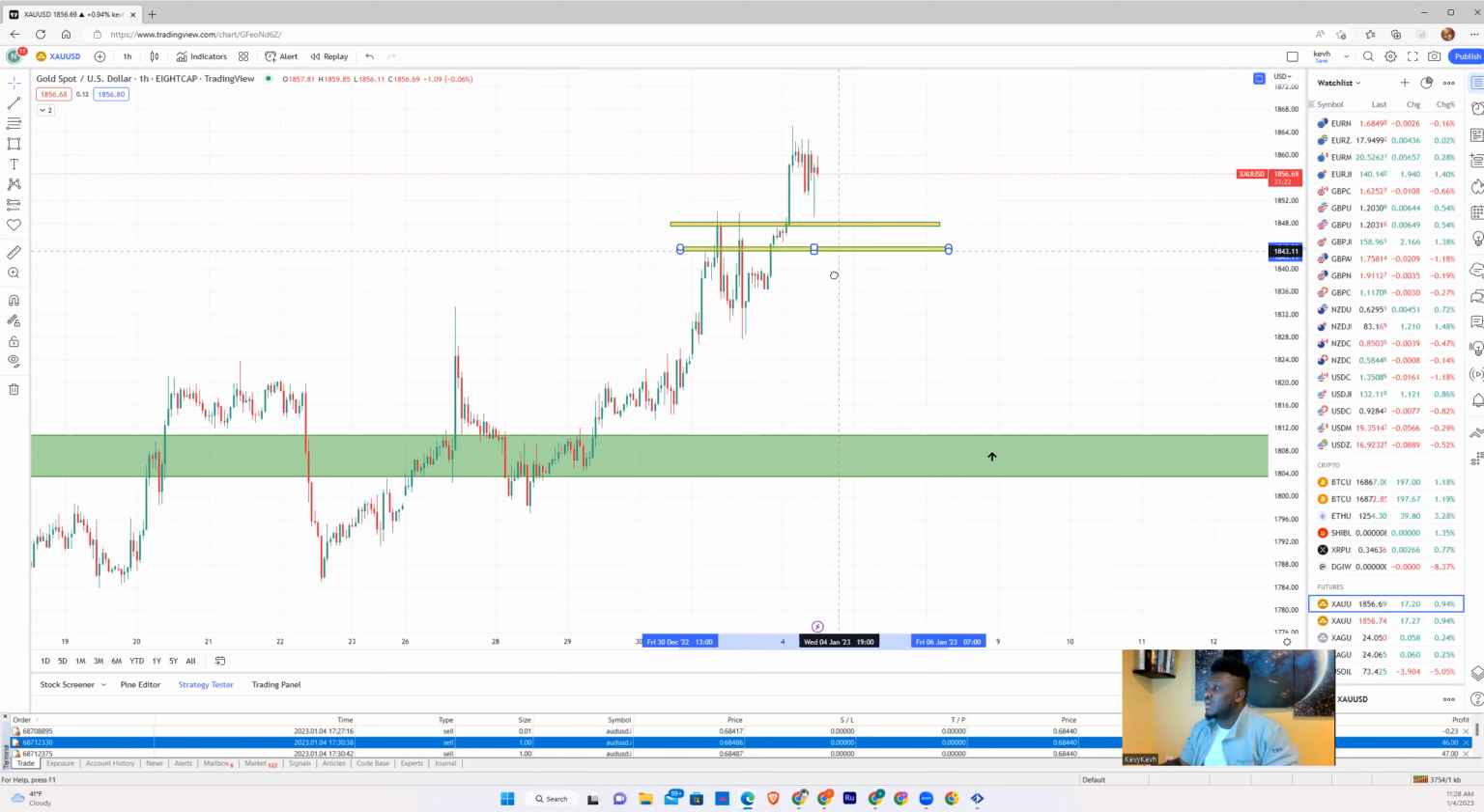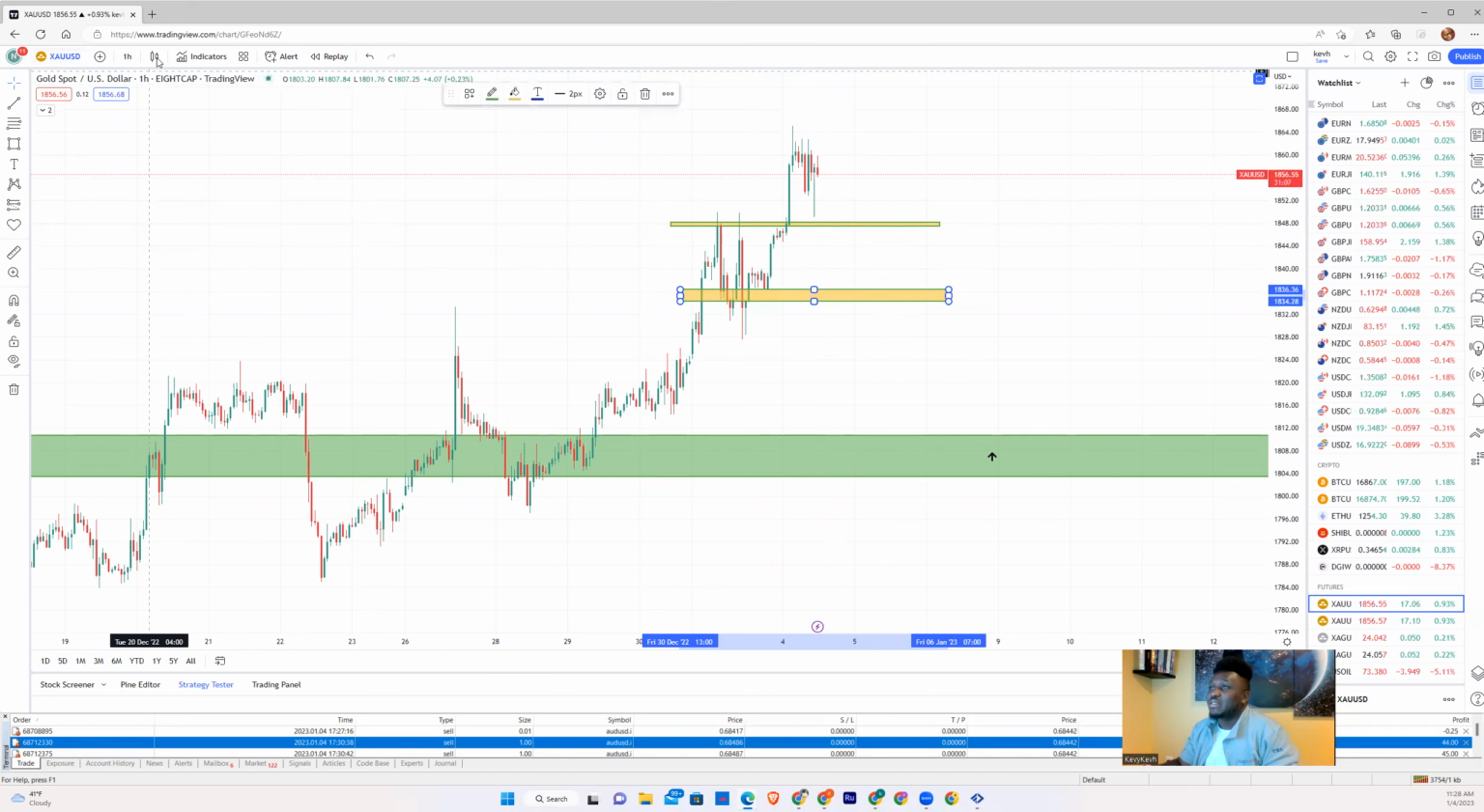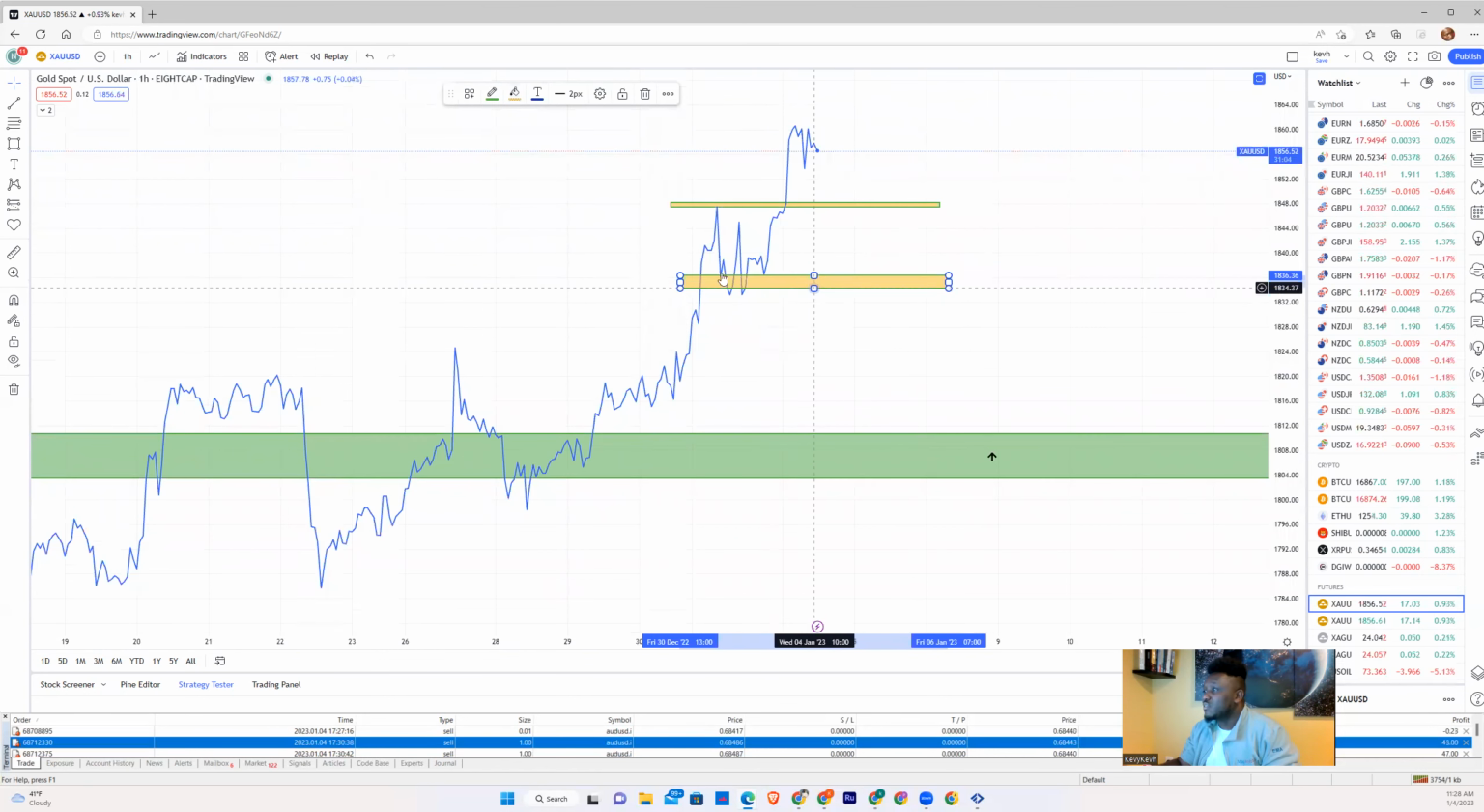You can see I'm anticipating the market to move in a certain way on the higher time frame. And then I come down and I know, am I looking for a pullback? Or what exactly am I looking for? Because this is definitely a pullback right here. This is a pullback that I'm looking at.